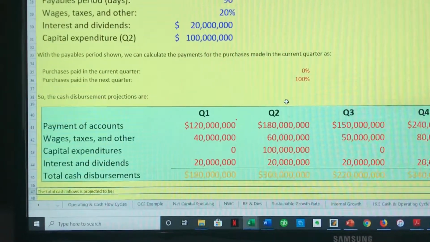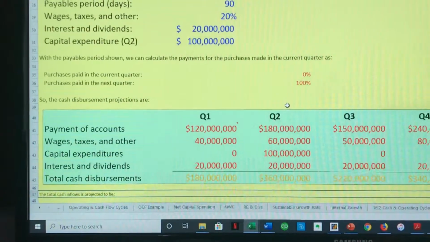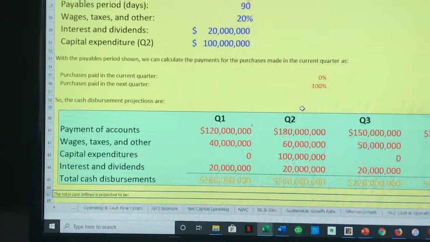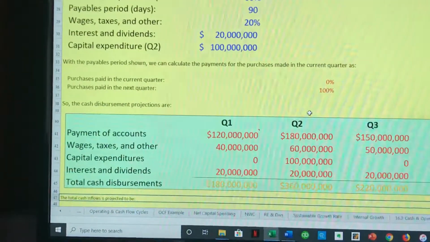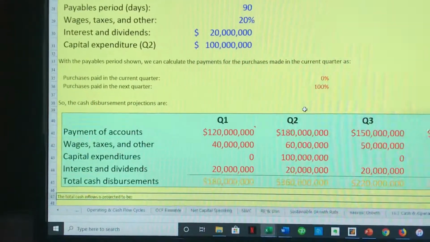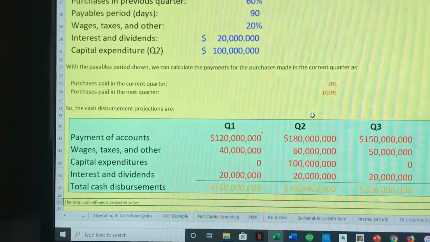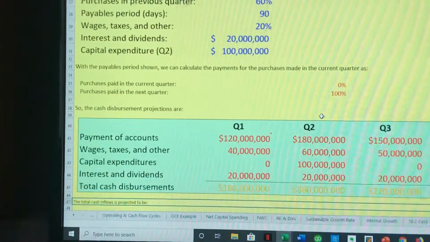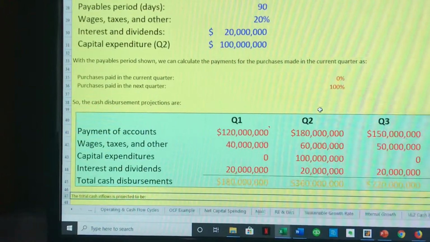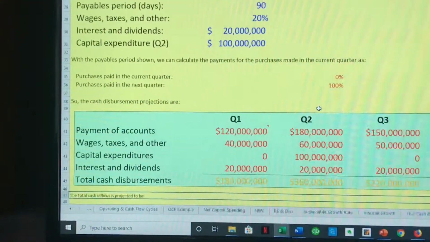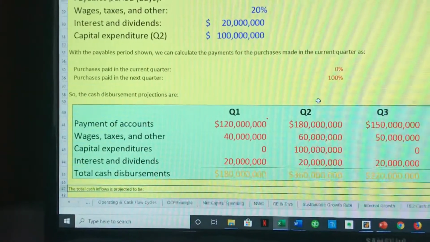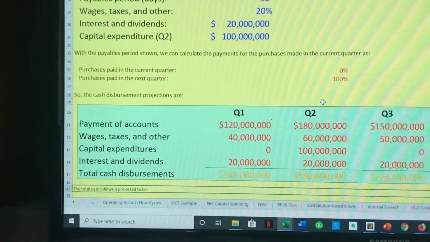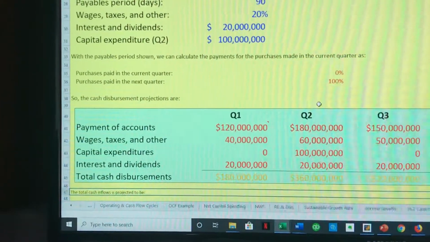So when you add up the cash flow out in Q1, you get this variable amount of payment of accounts payable at the rate of 0.6 times the sales figure, or the estimated sales figure, to be exact. 20% of that estimated sales figure goes to wages. That's the second line item in row 42. And then you add the last thing, interest and dividends, which is fixed. When you add those up, the cash outlay is 180 million.